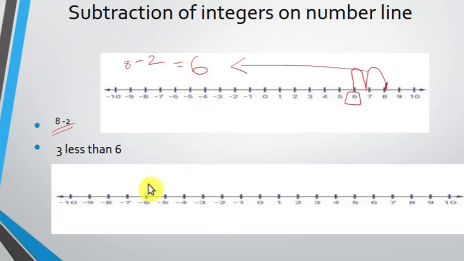6. Here, 3 less than 6. I want to go to the place 6. Less than means left side. So how many moves? 3 moves. So 1, 2, 3. Answer is 3.